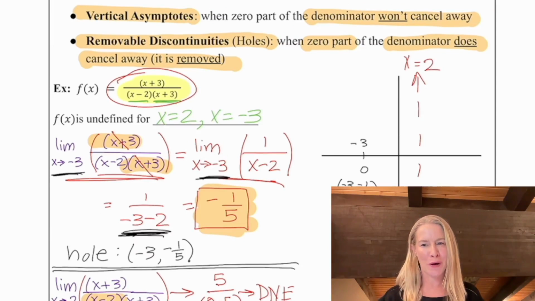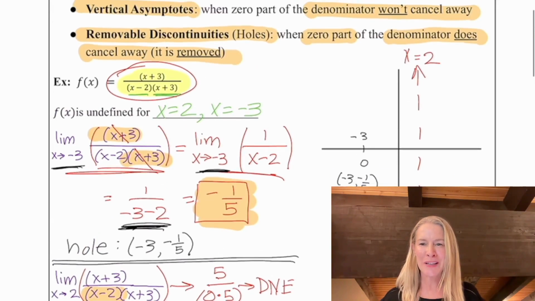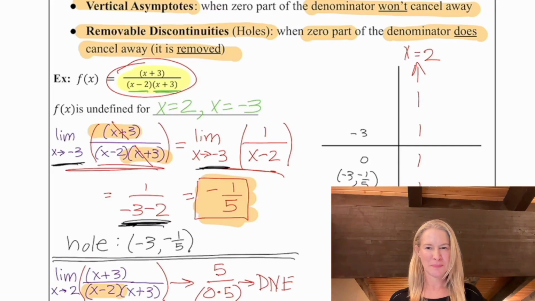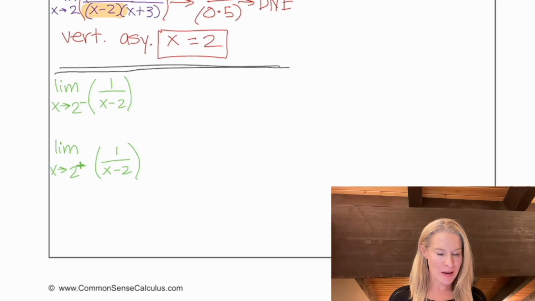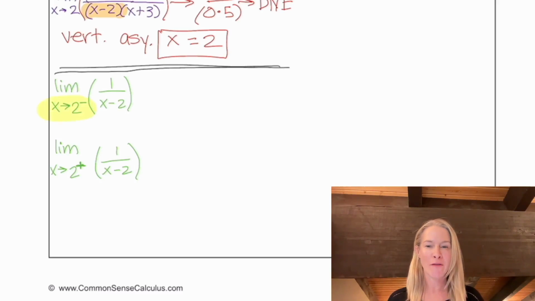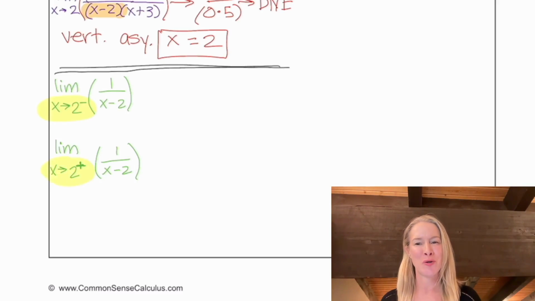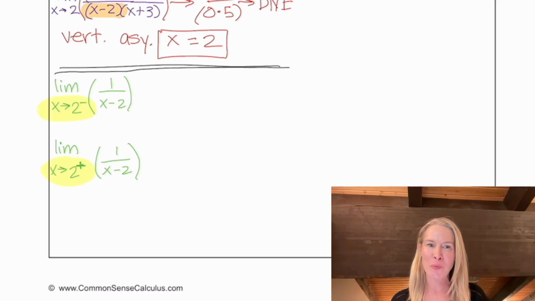So in fleshing out the rest of the graph, it can be useful to look at a few more limits. For instance, what happens on either side of that vertical asymptote? So let's take a look at the limit as x approaches 2 from each side of that asymptote. So this represents the limit as x approaches 2 from the left. That's why there's a little minus sign. This represents the limit as x approaches 2 from the right. That's why there's a little plus sign.